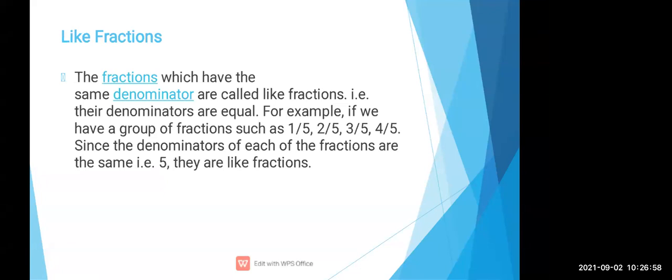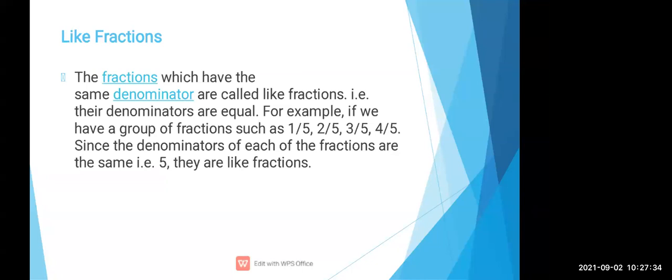See, like only means same, equal. Like मतलब ही क्या होता है, same होता है. So what is like fraction? The fraction which have the same denominator are called like fraction. Fractions के जो denominator है, numerator and denominator, when the denominator are same, they are called as like fraction. That is, the denominators are equal.